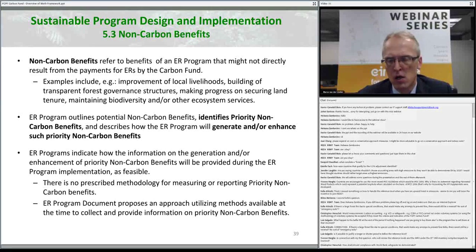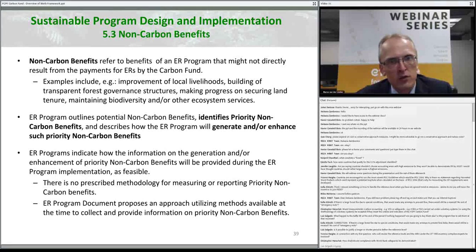This reporting doesn't mean that you necessarily have to quantify everything. So there's no prescribed methodology for measuring or reporting these. The Carbon Fund realizes that, for example, biodiversity might be very difficult to quantify, but you will need to come up with some sort of approach where you propose how you will be reporting and how you will be estimating the effect. But that can be qualitative as well as quantitative.